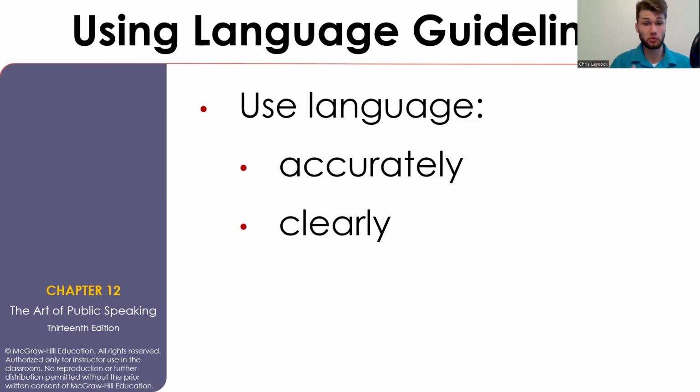And then the next thing is we want to speak clearly. We want to make sure that we're heard well, that we're loud enough, we're using emphasis where appropriate, and that we're not muddling our speech. We're not putting a lot of vocal fillers in there like ums and ahs. Very clear speaking. And then vivid speaking.